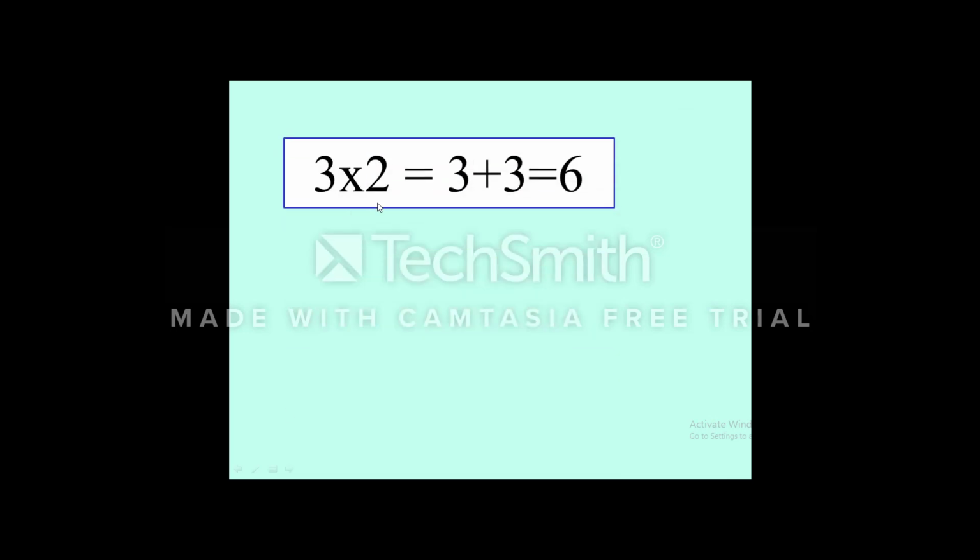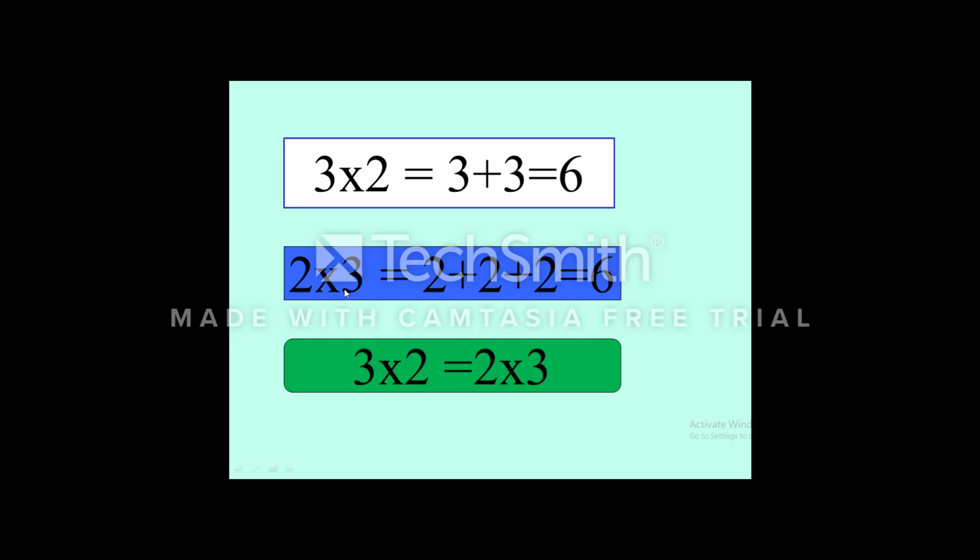3 times 2 means I will repeat 3 two times, which is 6. 2 times 3 means I will repeat 2 three times, which is also 6. What do you notice here? 3 by 2 is 6. 2 by 3 is 6.